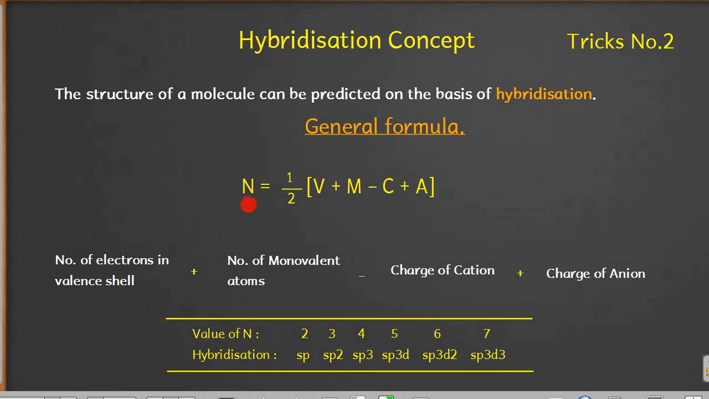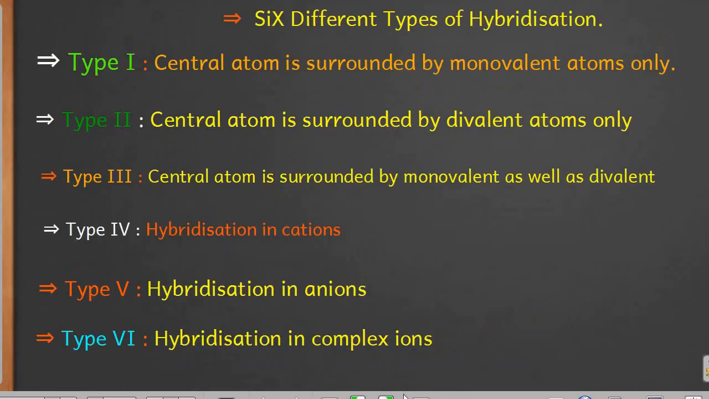Here, what is n? If the value of n is 2, the hybridization is sp. If the value of n is 3, the hybridization is sp2, 4 is sp3, 5 is sp3d, 6 is sp3d2 and 7 is sp3d3. So by using this data, we can identify the hybridization easily. Let's move on to the next one.